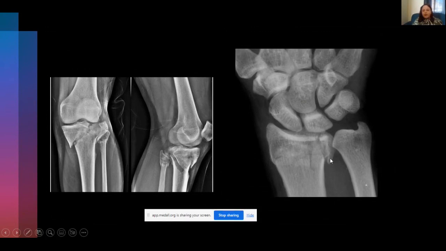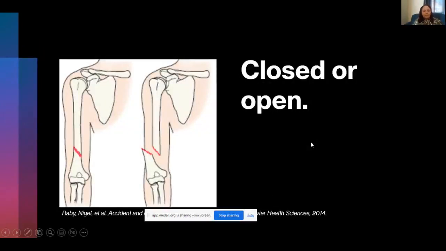And that's another fracture of the distal radius, but there is some extension to the articular surface. So that's an intra-articular fracture of the distal radius. Closed or open fracture. What does that mean? The open fracture is the fracture where there is a wound overlying the fracture.